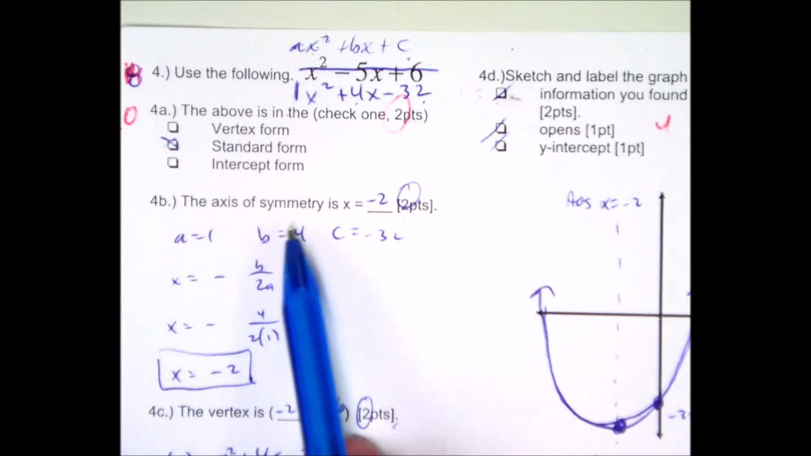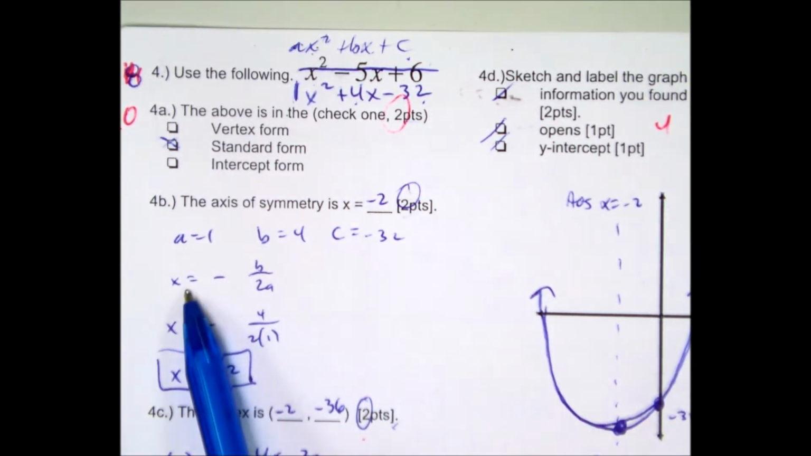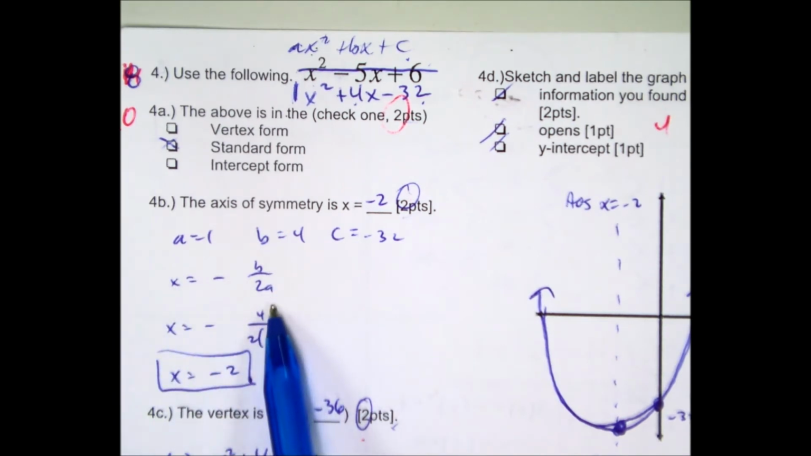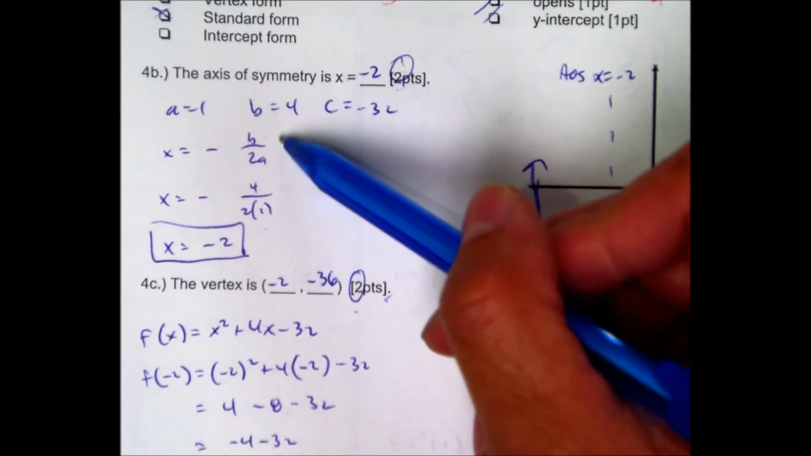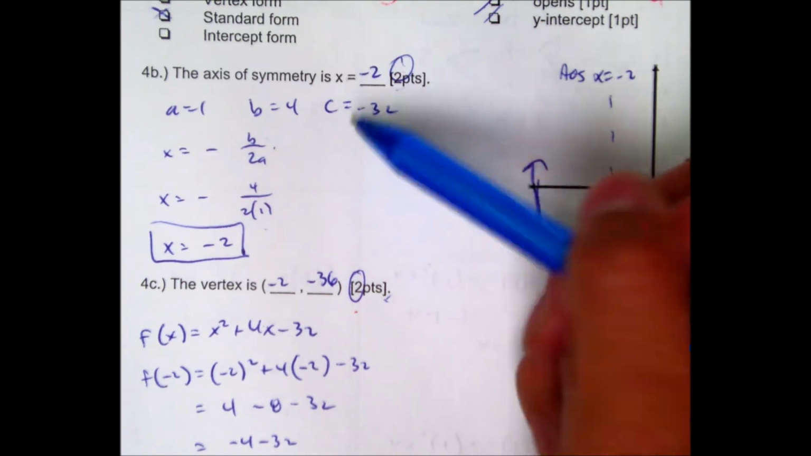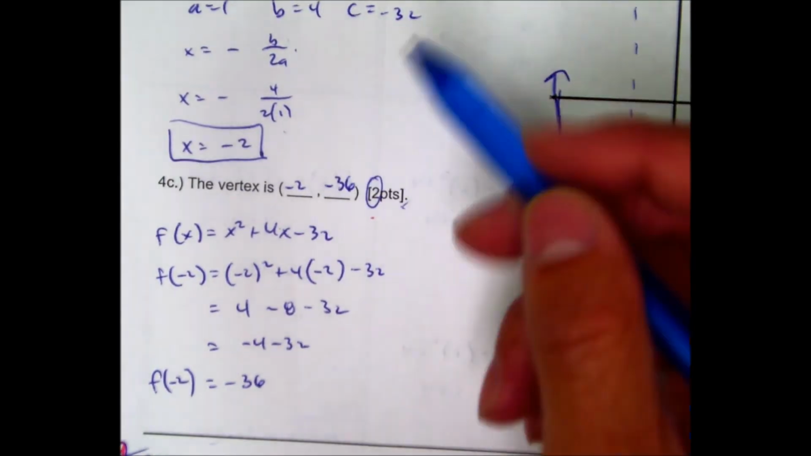For b, the axis of symmetry is x equals negative 2. You get that by identifying your a, b, and c. Then you have this formula, x equals negative b over 2a. Your b value is 4. Your a value is 1. 4 divided by 2 is 2, and the opposite of 2 is negative 2. If you wrote down the correct formula, x equals negative b over 2a, and you got this wrong, I'll give you 1 point. For c, the vertex is negative 2, negative 36.